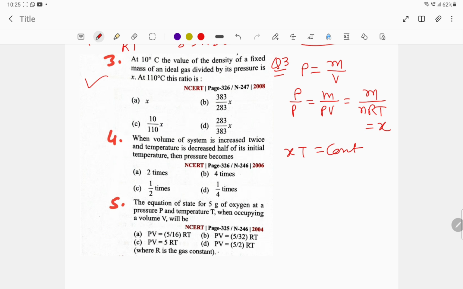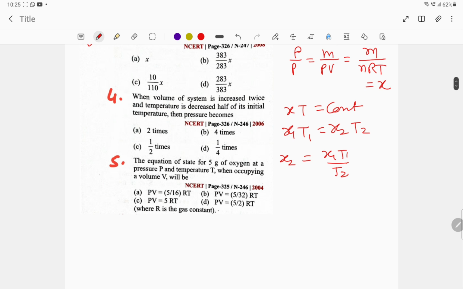So if we look here, because M upon NRT is equal to X, M and NR are constant. So M into T is equal to what? Constant, okay. So this is constant, XT is equal to constant, so we can write for A2: X1 T1 is equal to X2 T2. So what is X2? X2 is equal to X1 T1 upon T2. Now putting the value, this is 283 upon 383 into X.